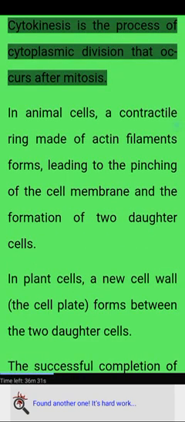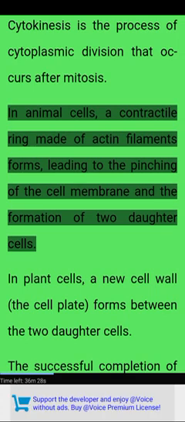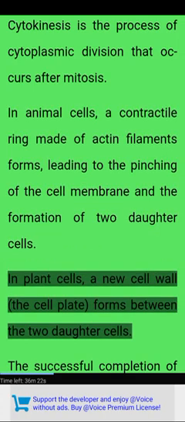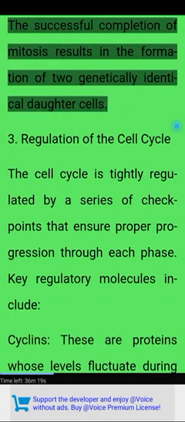Cytokinesis. Cytokinesis is the process of cytoplasmic division that occurs after mitosis. In animal cells, a contractile ring made of actin filaments forms, leading to the pinching of the cell membrane and the formation of 2 daughter cells. In plant cells, a new cell wall, the cell plate, forms between the 2 daughter cells. The successful completion of mitosis results in the formation of 2 genetically identical daughter cells.